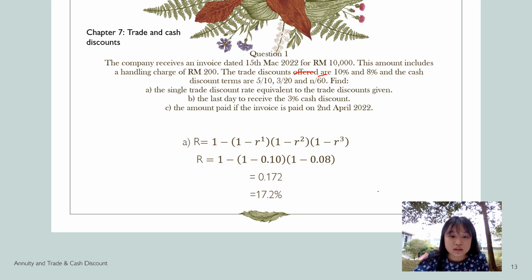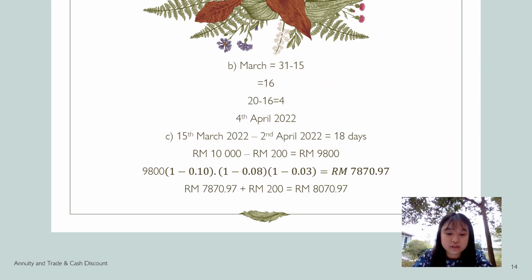So we are going to use the single trade discount formula. This is the formula, and then we are going to substitute the percentages into it. R equals 1 minus bracket 1 minus 0.10 bracket times bracket 1 minus 0.08. Then we get 0.172, but we need to make the answer into a percent, so we times 100, and we get 70.2%.